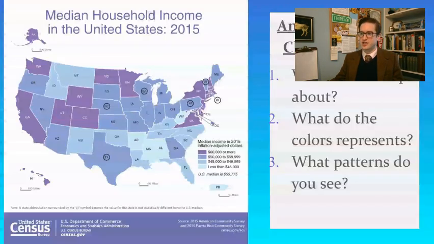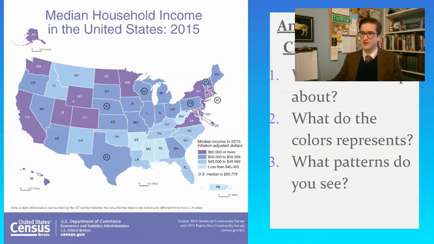What is the map about? Check the title: Median Income in 2015 Inflation Adjusted Dollars. So this is a map about money. And it's a map about the relative wealth of different parts of the country. So on average, a person in Alabama is poorer than a person in Minnesota on average. What patterns do you see?